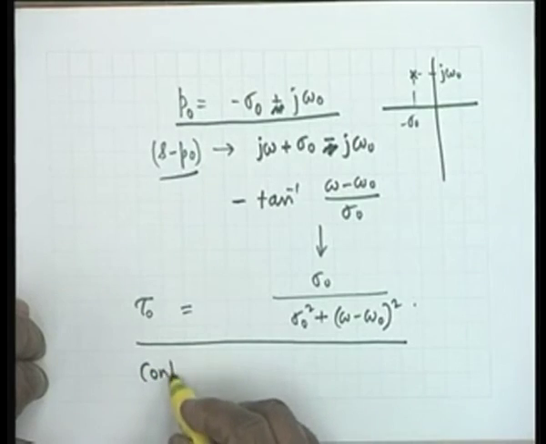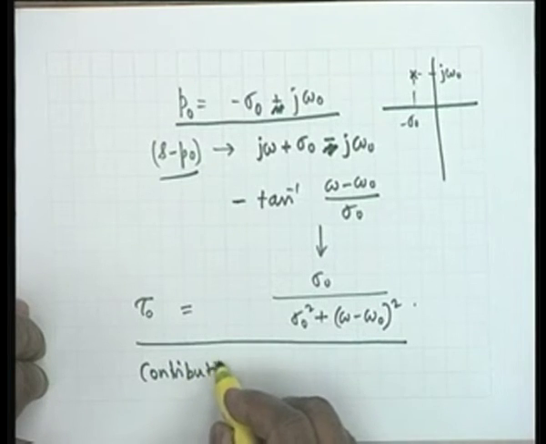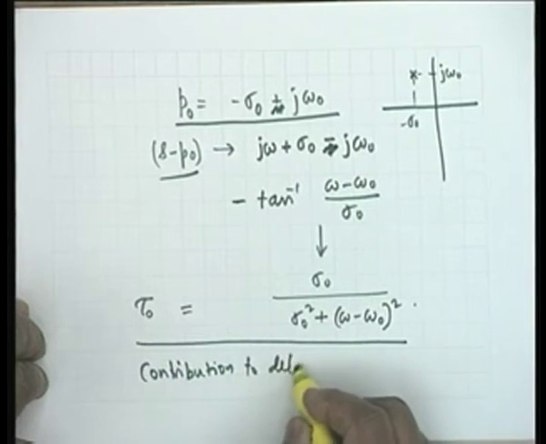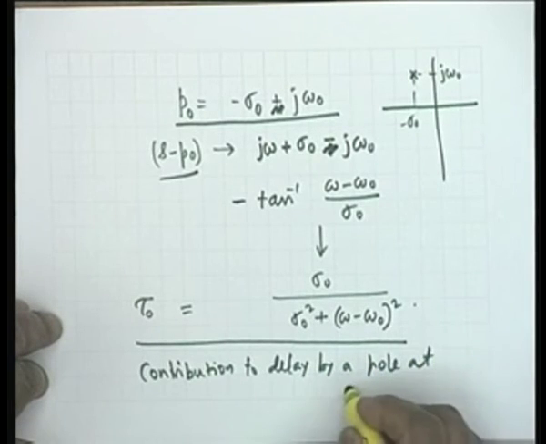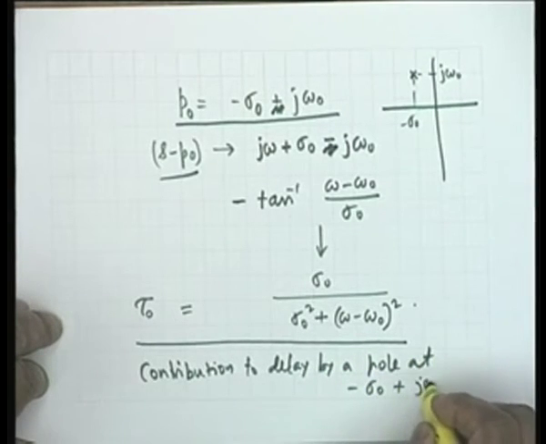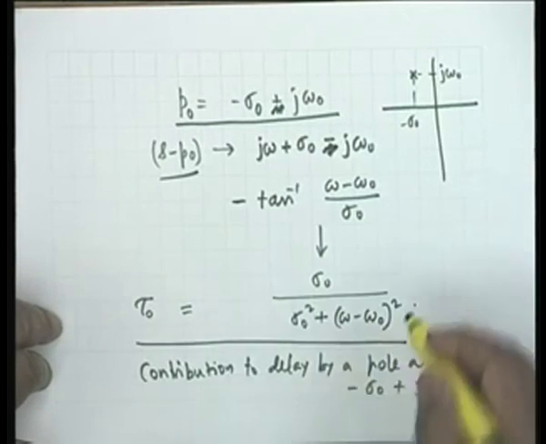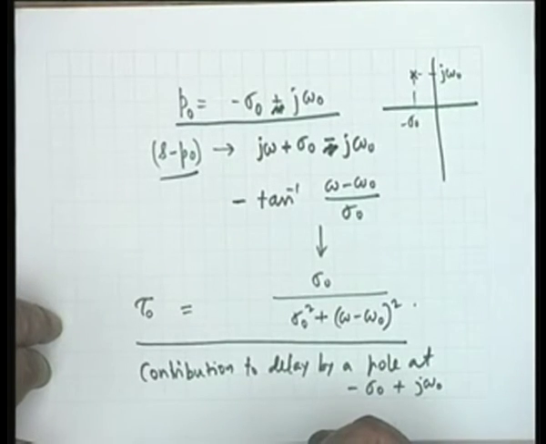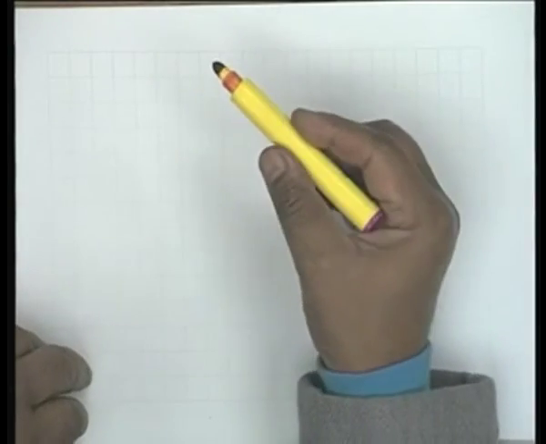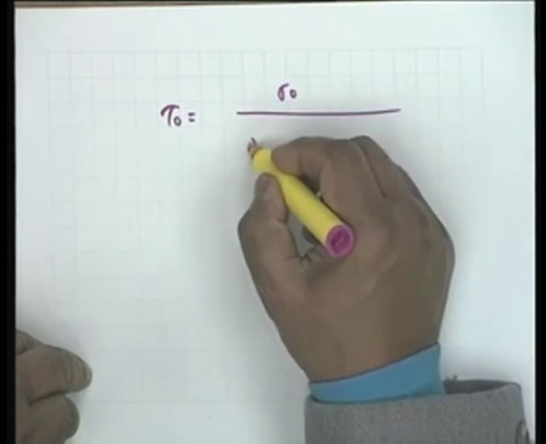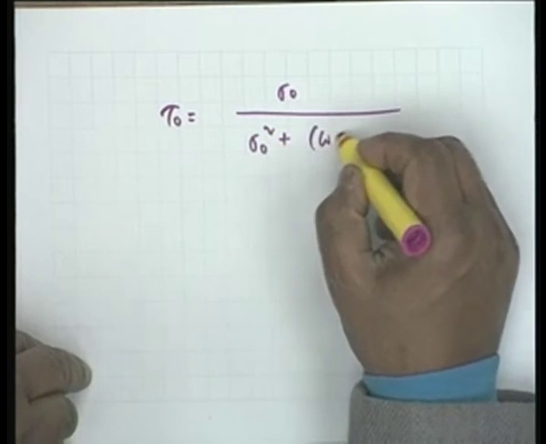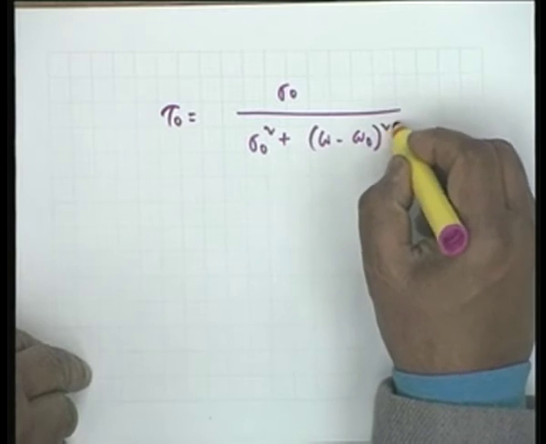Let me write down. Contribution to delay by a pole at minus sigma 0 plus j omega 0. You have to sum up all such terms for all the poles. Let me rewrite this expression. Tau 0 equal to sigma 0 divided by sigma 0 squared plus omega minus omega 0 squared.